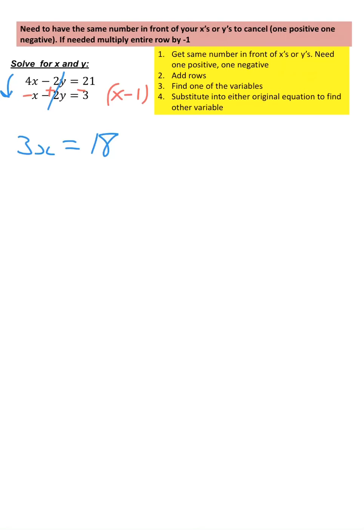So now divide by 3. So x is equal to 18 over 3. So x is equal to 6. Now, I've just found one of the variables, so x is 6. Now, like before, substitute into either original equation to find the other variable.